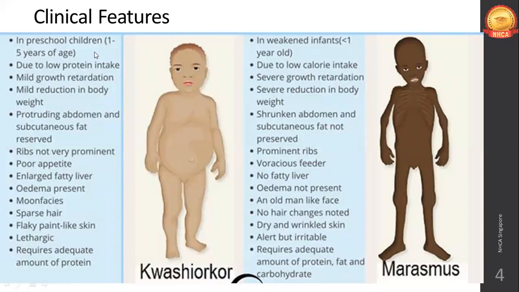What is the word meaning of kwashiorkor? Any guess? If you are previous batch students or you are repeating the class, this is a repeated class as well. So any guess what is the word meaning of kwashiorkor? It's given in the textbook as well. It's an African language, an African word.